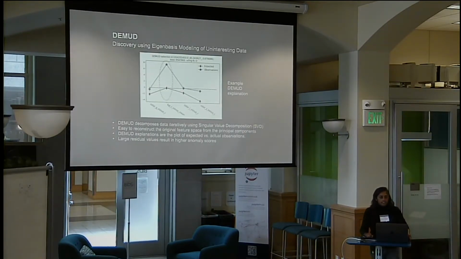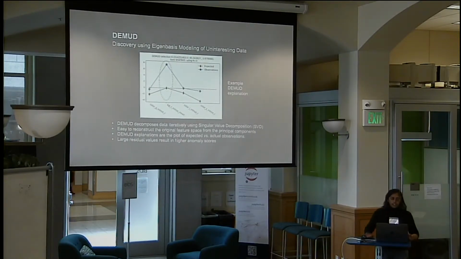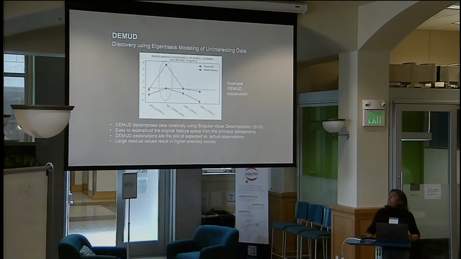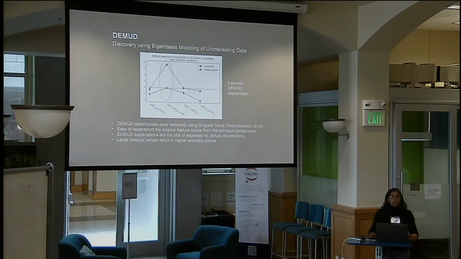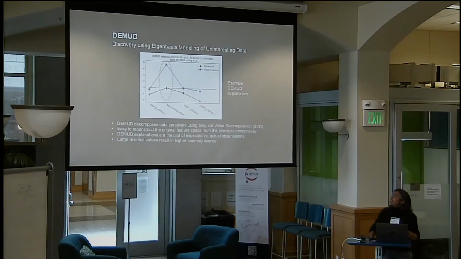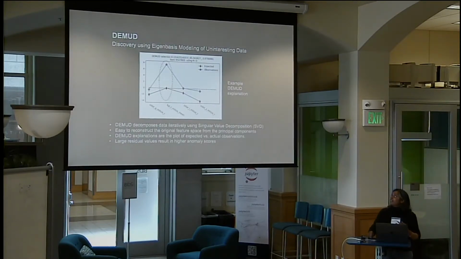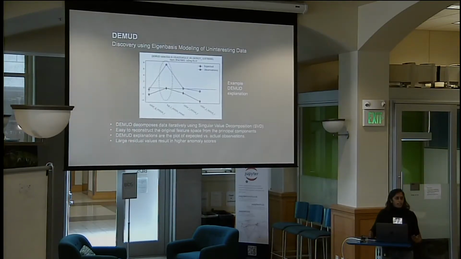So DMUD is another outlier detection method that we use. The math underneath it uses singular value decomposition. So as a result, it's actually easy to reconstruct your original feature space from the principal components. And so DMUD generates these plots, which are explanation plots, which give you a sense of what it had expected this particular observation to look like, that would be the red line, versus the actual observations that it saw. So any major deviations or large residuals that you see constitute the explanation for why this example was chosen as anomalous.